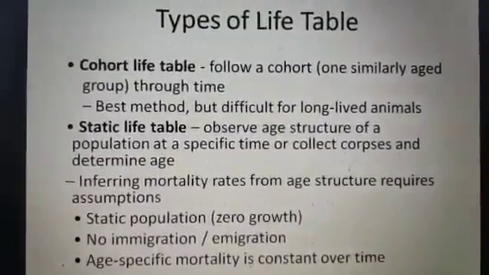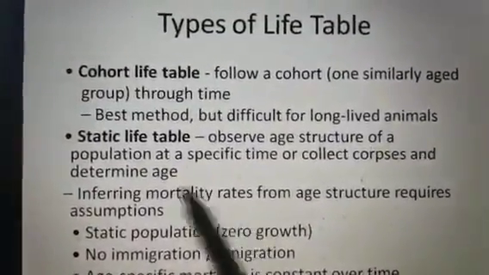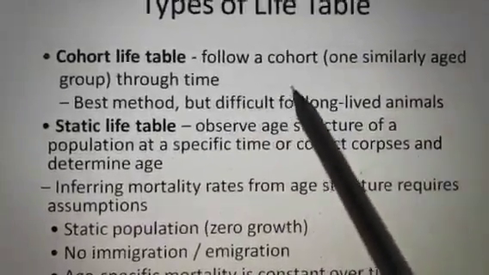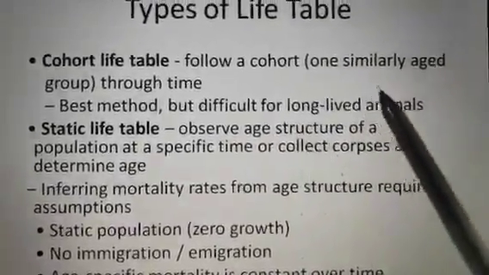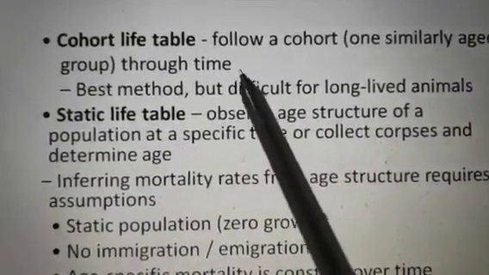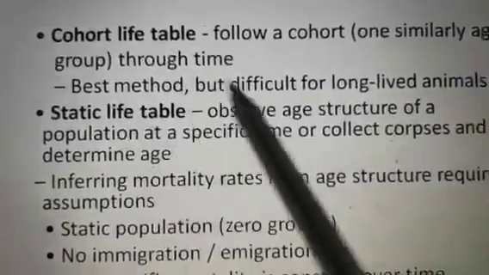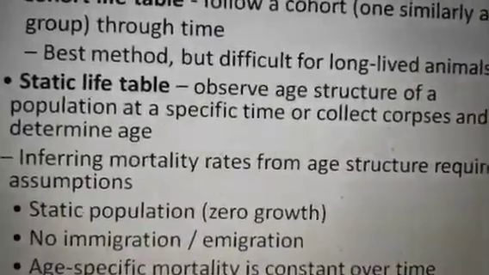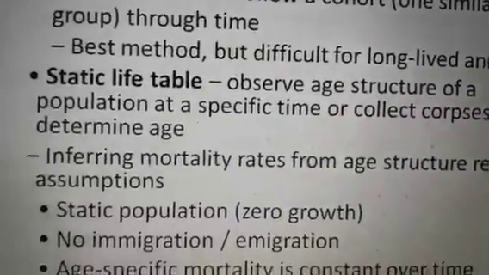So let's talk about the different types. There are two basic types. First is the cohort life table, which follows a cohort, that means one similarly aged group, throughout time. Earlier I told you an example. It is the best method but difficult for long-lived animals. Okay, this is only applied for human beings.